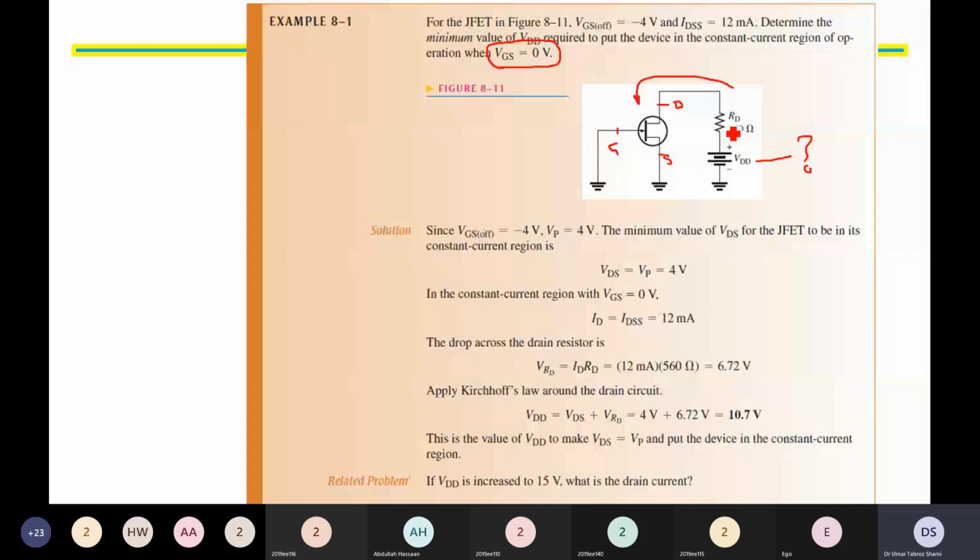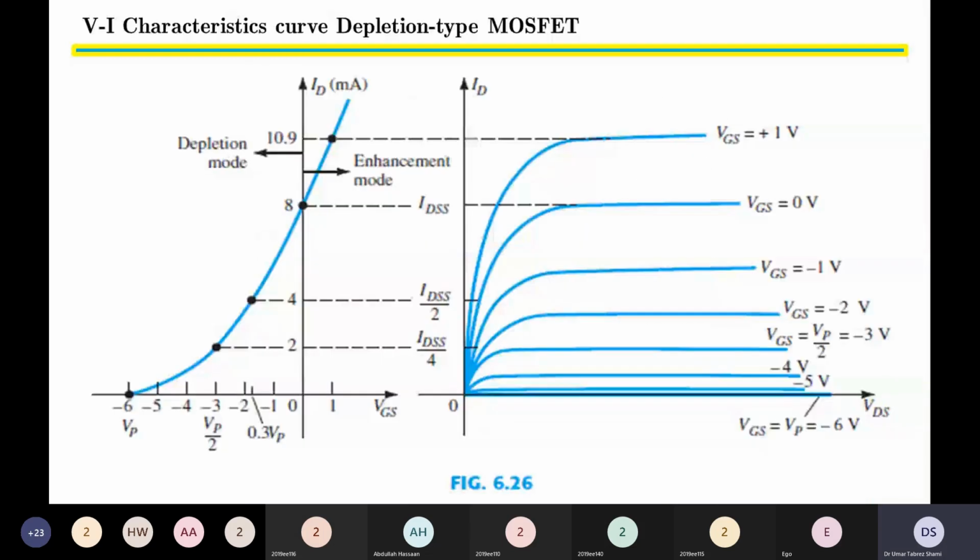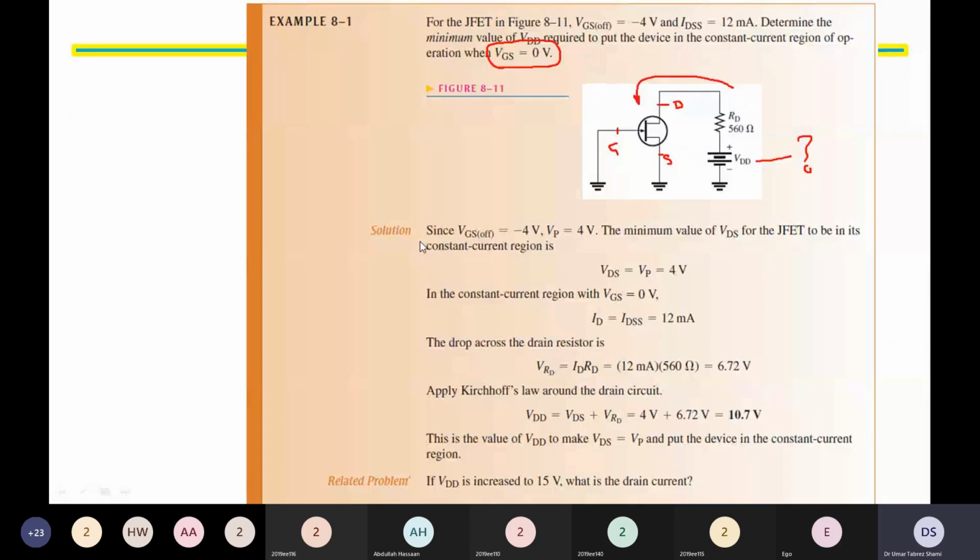For this, let us look at the characteristic of the JFET. Here we have the characteristic of the JFET, that when VGS is equal to 0, there is a certain amount of current flowing. This current flows due to the fact that the depletion region is not overlapping, and there is a certain amount of resistance between drain and source. Thus, the current will flow for VGS equal to 0 volt. So let us solve this example.